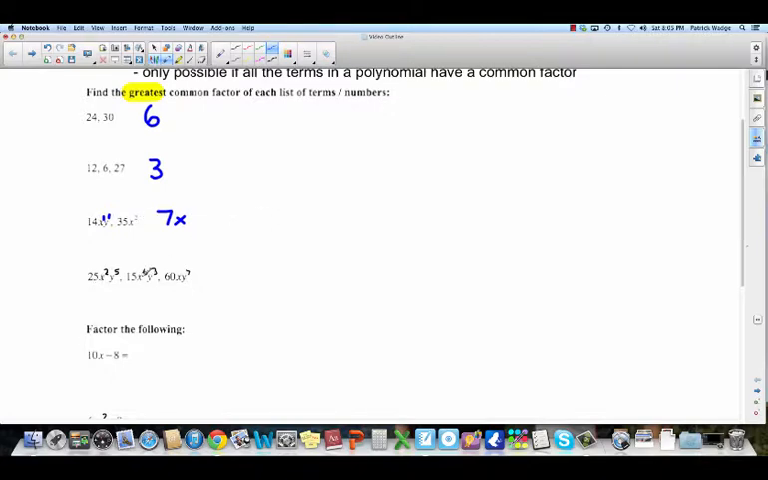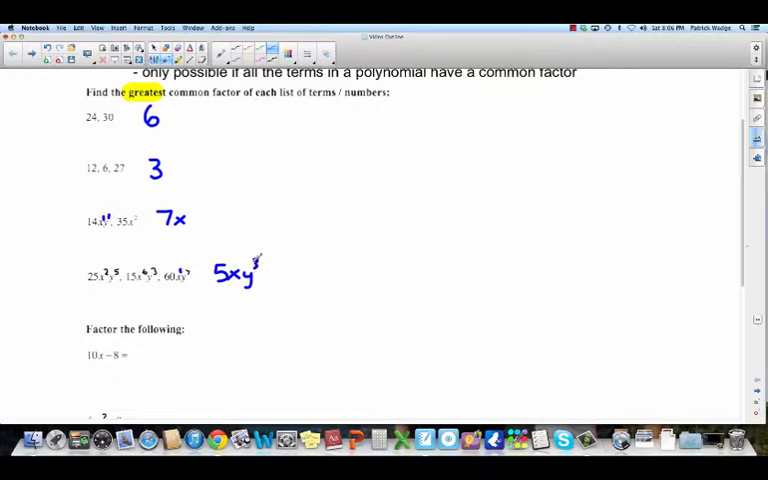Okay, let's try another one. We got 3 terms here. 25, 15, and 60. What's the greatest common factor of 25, 15, and 60? Biggest thing that goes into them? 5. Okay, let's look at the x's. We have 2, we have 6, we have 1 here. Take the smallest amount, 1, so it's x. The y's, 5, 3, and 7. Take the smallest amount, 3. 5xy cubed is the greatest common factor.